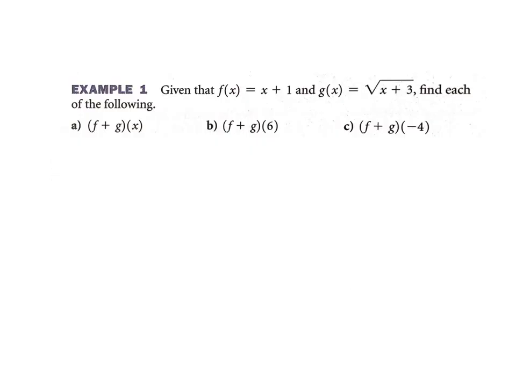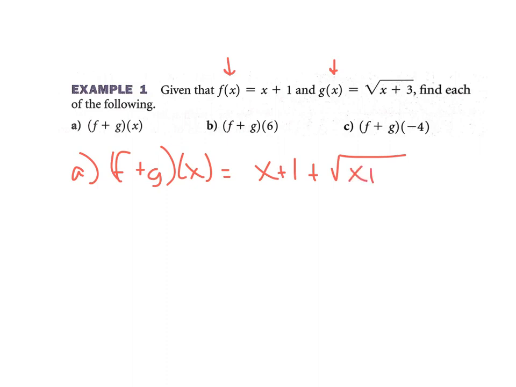Okay, here's a quick example. It says given that f of x equals x plus 1 and g of x is the square root of x plus 3, find each of the following. Part A says f plus g of x. So I'm going to actually add f of x and g of x. So if I add f plus g, I would do x plus 1 plus the square root of x plus 3. Now, this is a weird one because I can't really combine anything. So you actually just did the problem. You just added function f and function g, and that's fine.